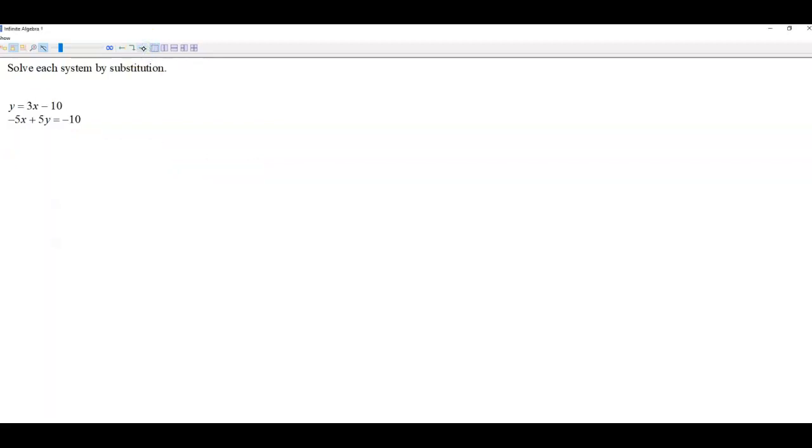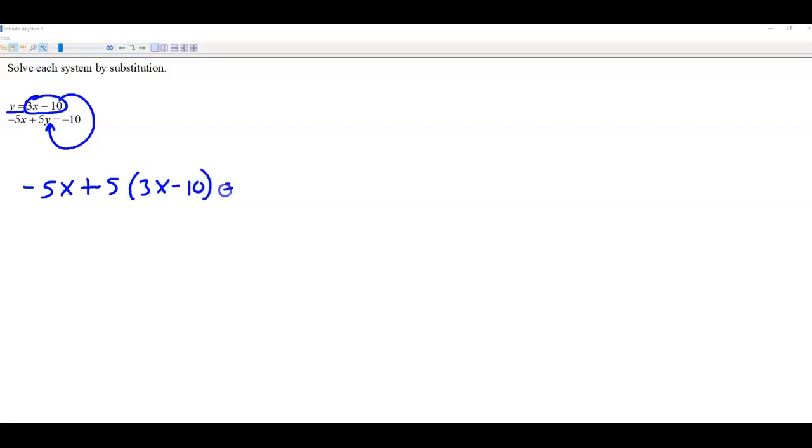Let's go ahead and take a look at number 4. Solve the system by substitution. So with these types of problems, what you want to do is find the one that says y equals or x equals. Identify what it's equal to. It's equal to 3x minus 10. And we're going to plug that thing I just circled in for y into the other equation. And so that's going to look like this.